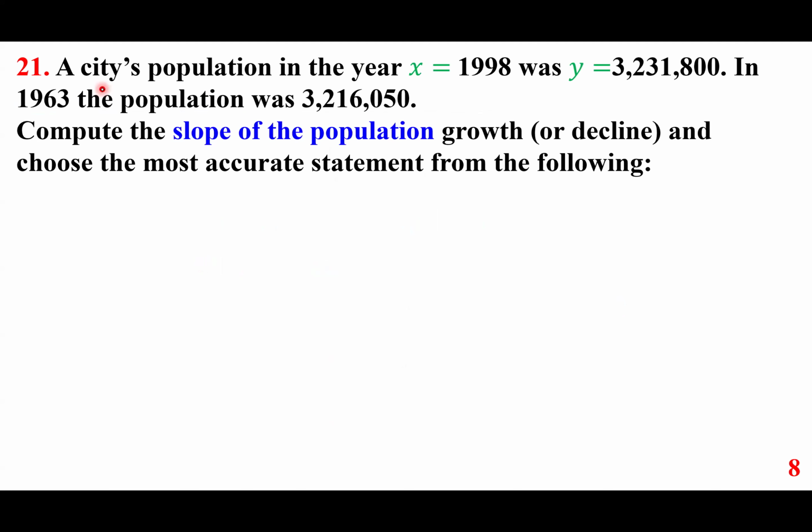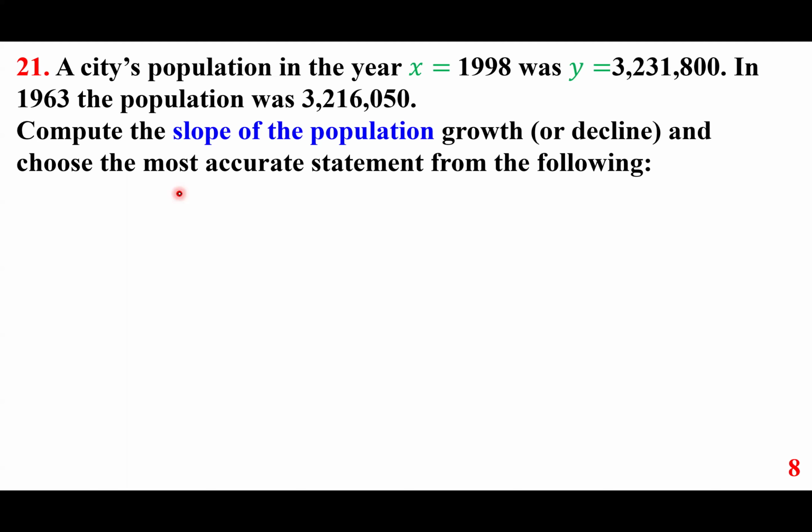A city's population in the year x equals 1998 was y equals 3,231,800. In 1963, the population was 3,216,050. Compute the slope of the population growth or decline, and choose the most accurate statement from the following. By the way, basically they are asking for calculating the slope. The slope can be positive or negative.